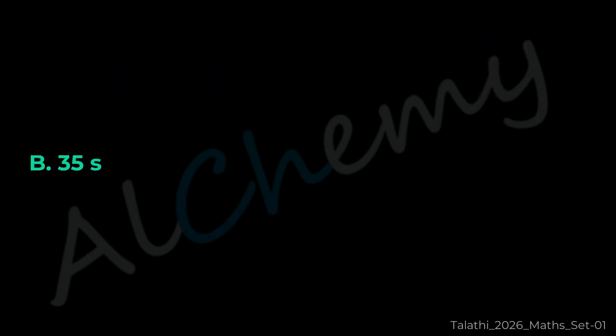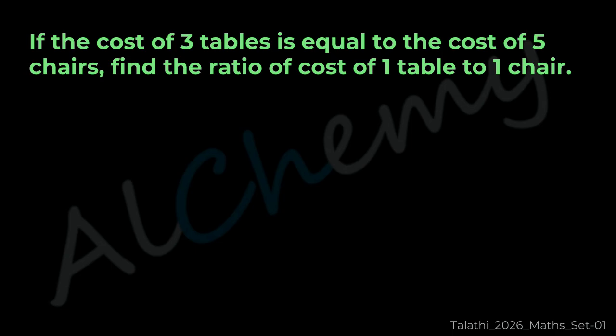The correct answer is B. 35s. Question 52. If the cost of 3 tables is equal to the cost of 5 chairs, find the ratio of cost of 1 table to 1 chair. A. 3:5, B. 5:3, C. 15:1, D. 1:15.